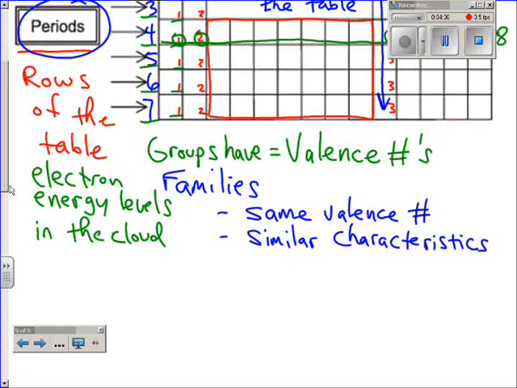So not only do families have the characteristics they have as vertical groups or columns in the table, the periods across the table have significance in that the electrons in their energy levels increase from left to right across the table in those periods.